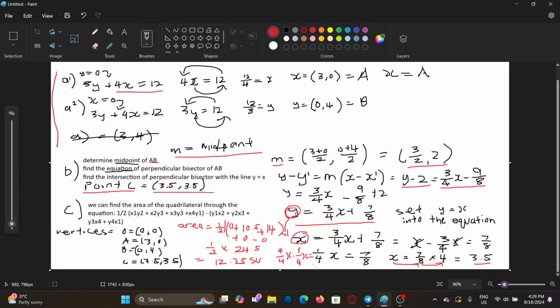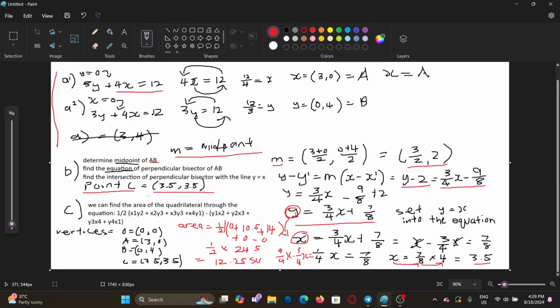We are just going to move 4 over. So x equals 7 over 8 times 4, and we're left with 3.5, which gives the coordinates for point C. So point C equals (3.5, 3.5).